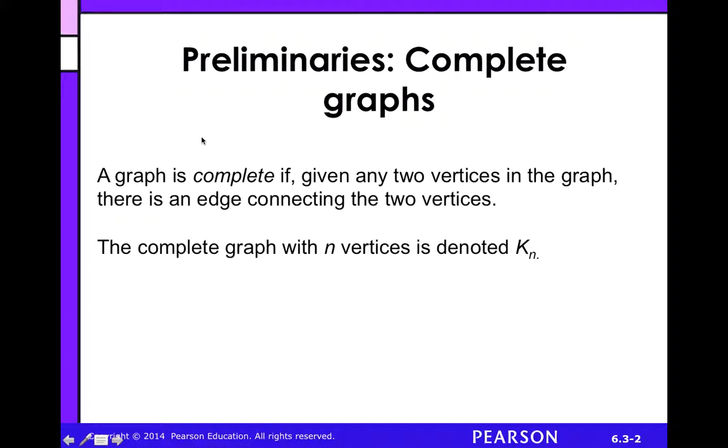And firstly, we need the idea of a complete graph. So a graph is complete if, given any 2 vertices in the graph, they're connected. So every vertex is adjacent to every other vertex. That's what it means for a graph to be complete. If the graph has n vertices and it's complete, then it's denoted with a K sub n.